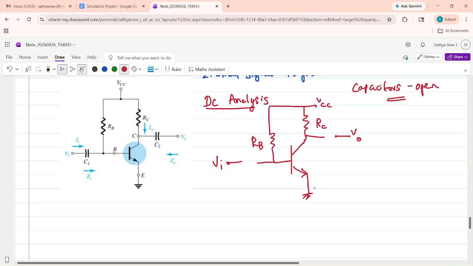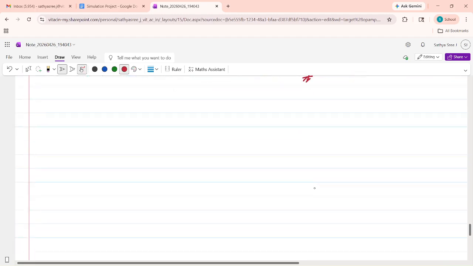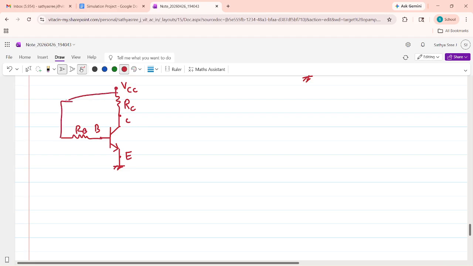So I will redraw the circuit. This is base, collector, emitter, RC, VCC. This is RB. RB is also connected to VCC.